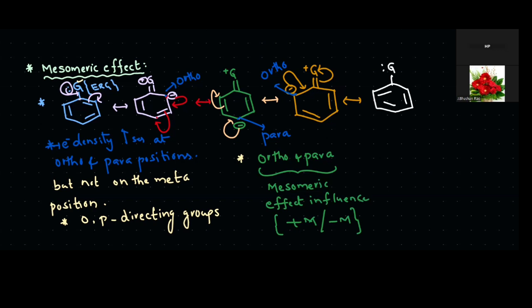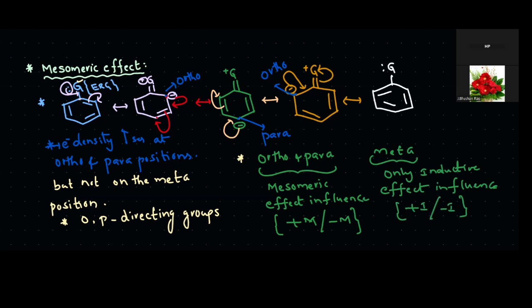If at a meta position any group is present, only the inductive effect influences it, whether that group is plus I or minus I. Whatever the group attached to the meta position, only plus I or minus I influences it. If the group is attached at the ortho and para positions, only plus M or minus M influences it. So these conditions are very important. Based on that, we will now discuss the applications.